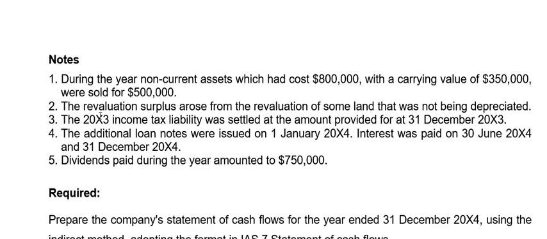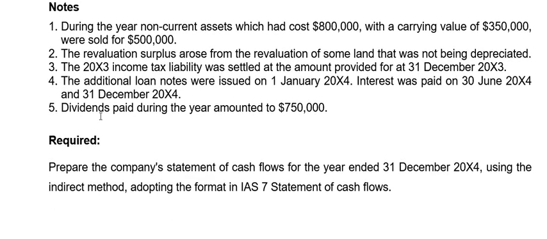Then you have some additional information. Note 1, it's about a disposal of a non-current asset which had a cost of $800,000, a carrying value of $350,000, which was sold for $500,000. There was a revaluation surplus that arose from the revaluation of some land. So we have to find out how much is that surplus. That revaluation surplus increases the value of non-current assets.